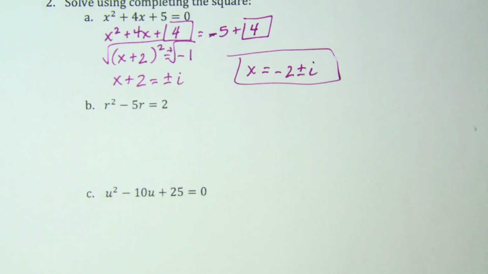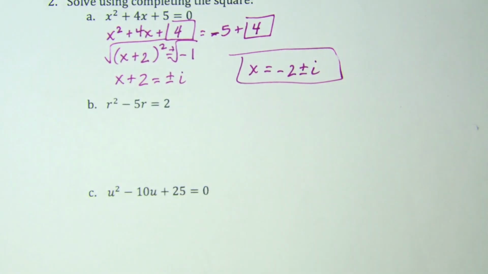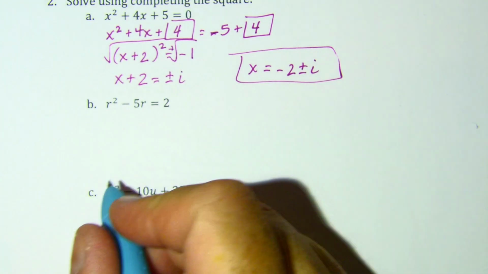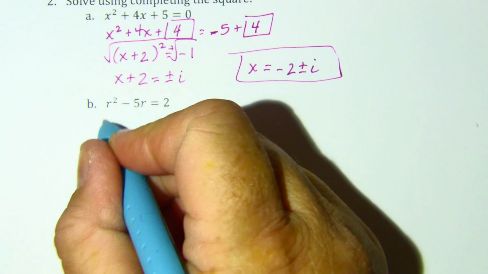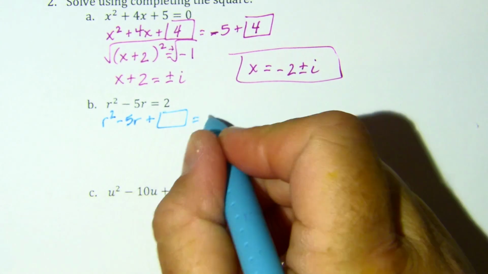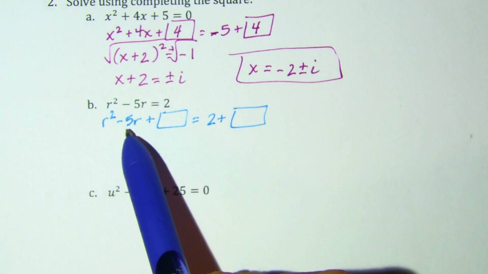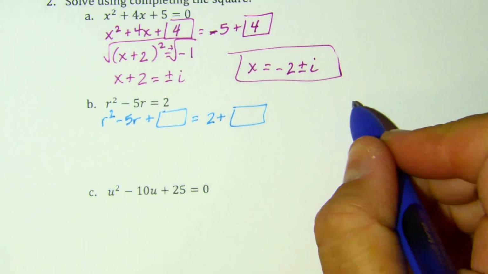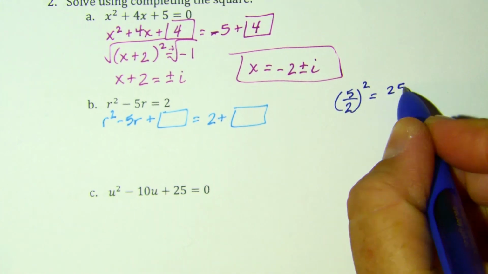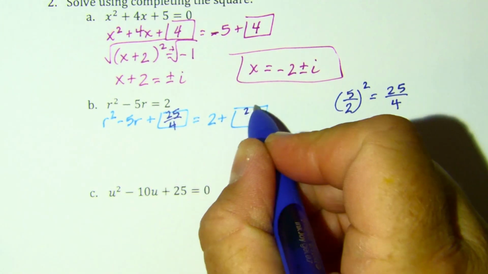Now the next one is nice because the 2 is already on the other side, but this number does not divide evenly. It's going to give us a fraction in our problem. It's actually not going to work out too bad. It won't be too complicated for us to have a fraction. So I have r squared minus 5r plus something equals 2 plus that same something. And -5 divided by 2 is, well, I'll just kind of do this off to the side here for you, 5 over 2. And then squared gives us 25 over 4. So 25 over 4, 25 over 4.